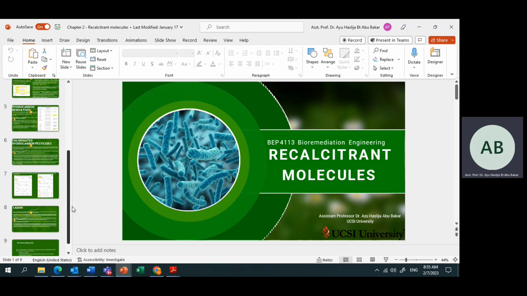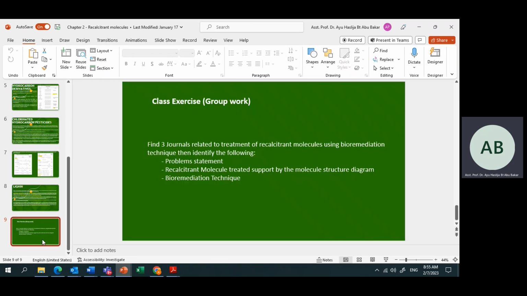The recalcitrant methods. Basically, you will need to know, as the exercise, what recalcitrant molecules are and how they can be treated. Fungus, enzyme, and how is the technique. Again, this technique is referring to chapter 1. Right.